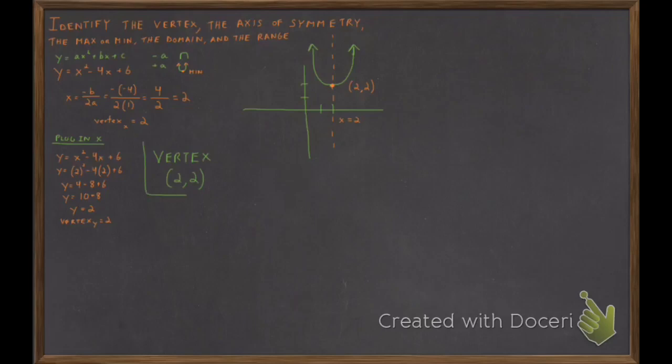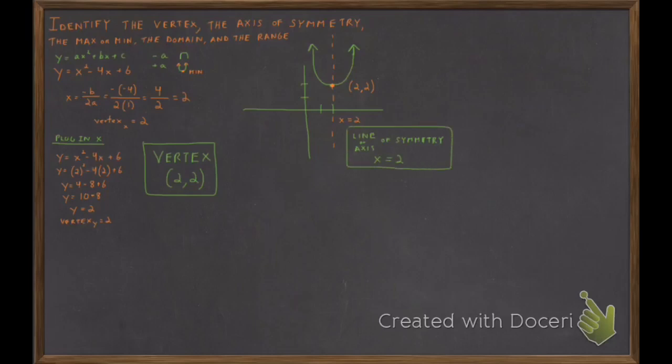So let me just box in my vertex. We could box in all of our answers. So there's one answer. I'll put the line of symmetry now here. So we'll put line or axis of symmetry, and that is x equals 2. And we'll box that in.